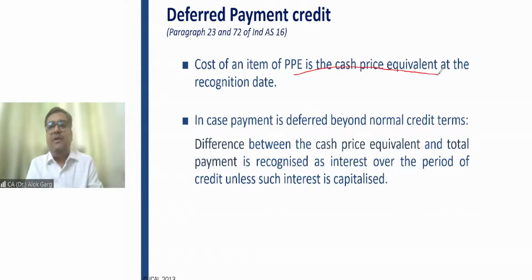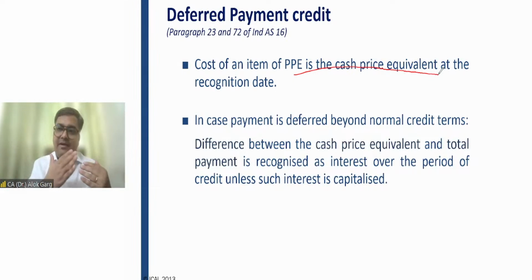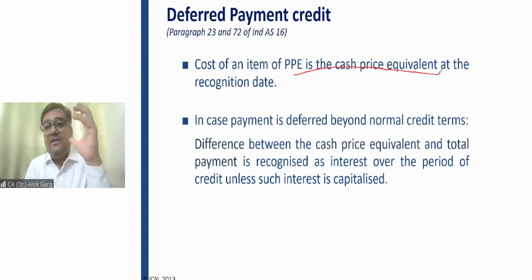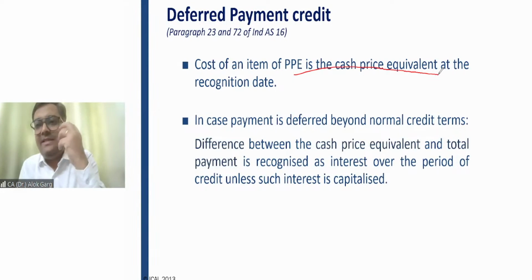I need to pass an accounting entry: car account debit to cash 10 lakh rupees. Tanisha is paying 12 lakh rupees. So will she pass car account debit to cash account 12 lakh rupees? The answer is no. The standard says that if you are buying an asset on deferred payment terms, the asset is always capitalized at the cash price equivalent. In this case, the cash price equivalent is 10 lakh rupees.